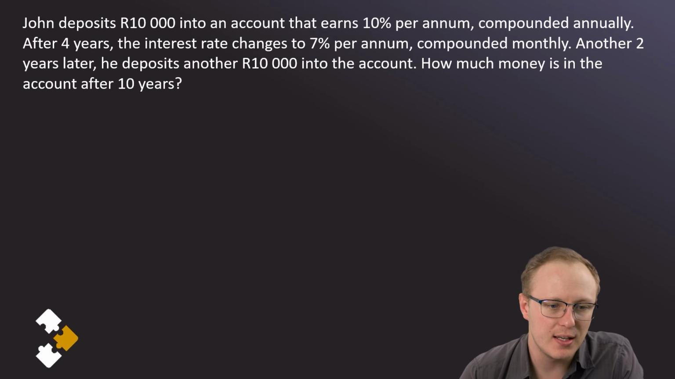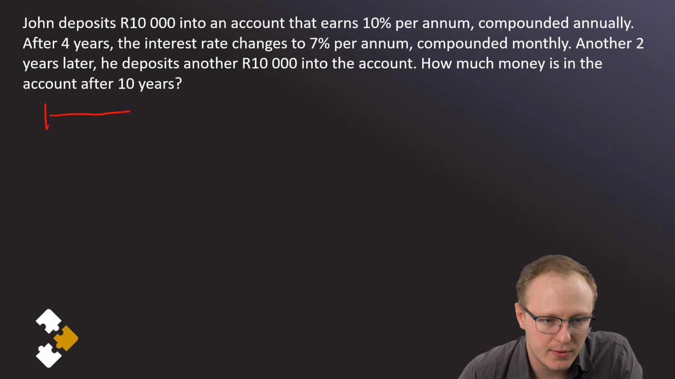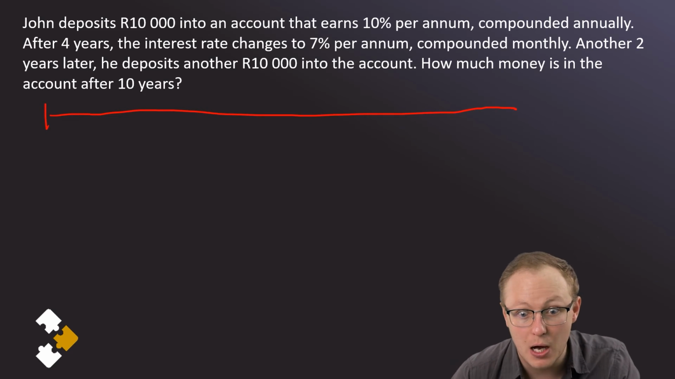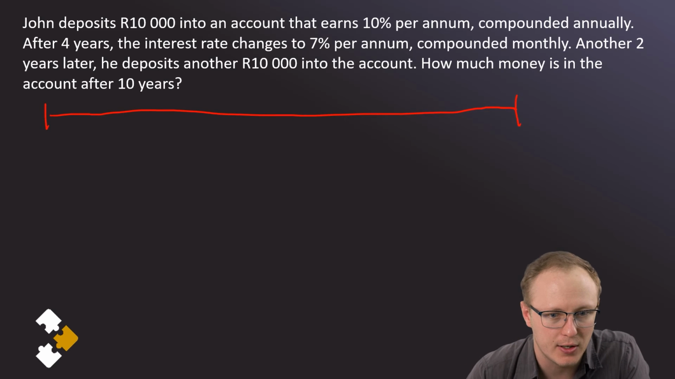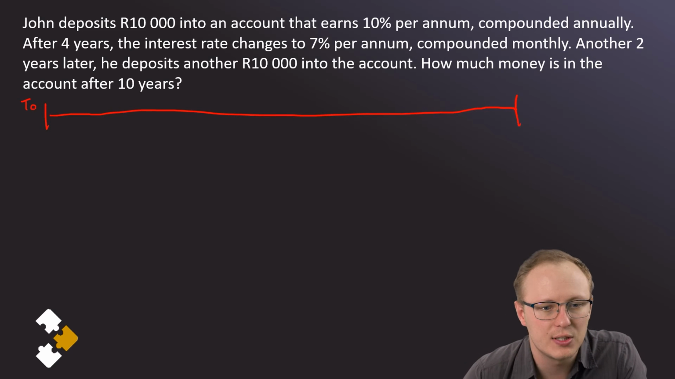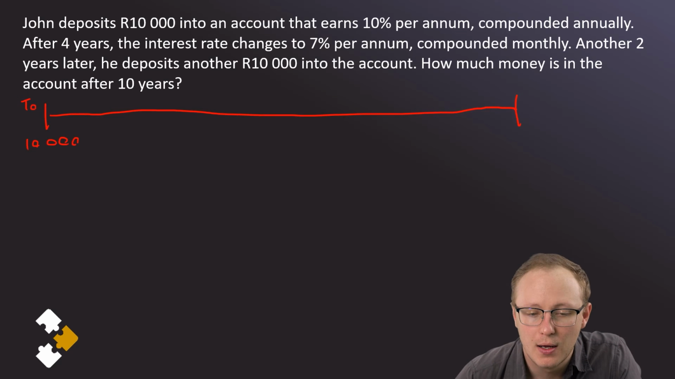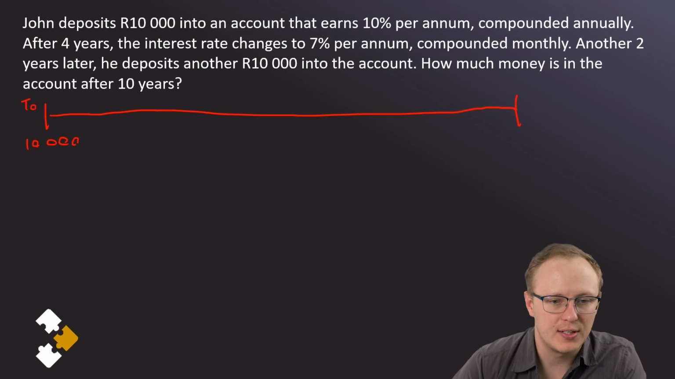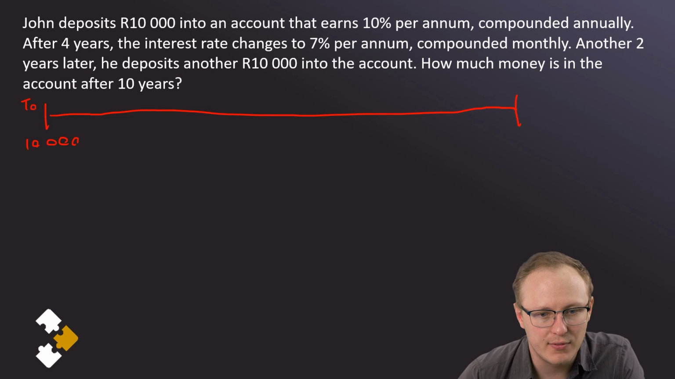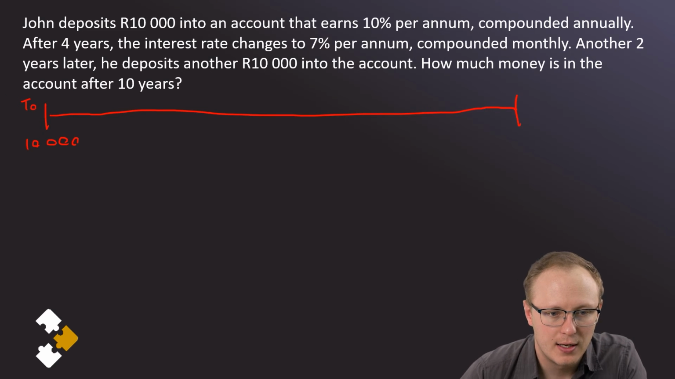Okay, so here we want to show the power of the timeline. So we're going to start at T0, and at T0 we put in 10 grand. Well, John does. And that's going to be compounded annually, right? And that's 10% over 1, right? And that's going to be after 4 years. So it looks like we're dealing with T4 here, right?